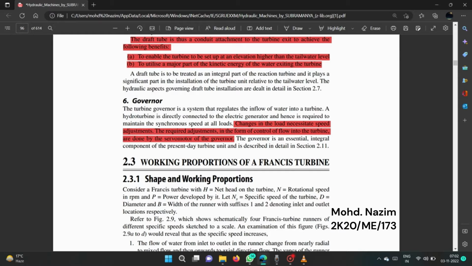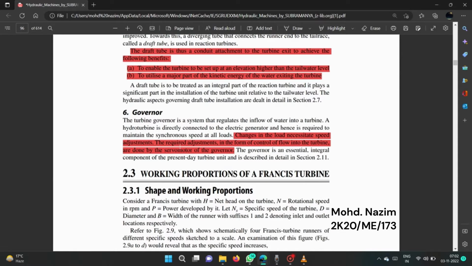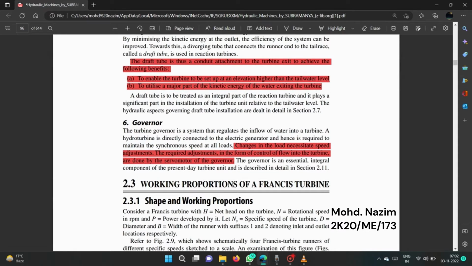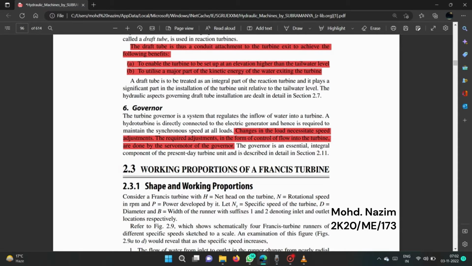The concept of the flywheel is derived from that statement. And we go to the next point. It is done automatically by means of a governor which regulates the rate of flow through the turbine according to the change in load condition on the turbine.